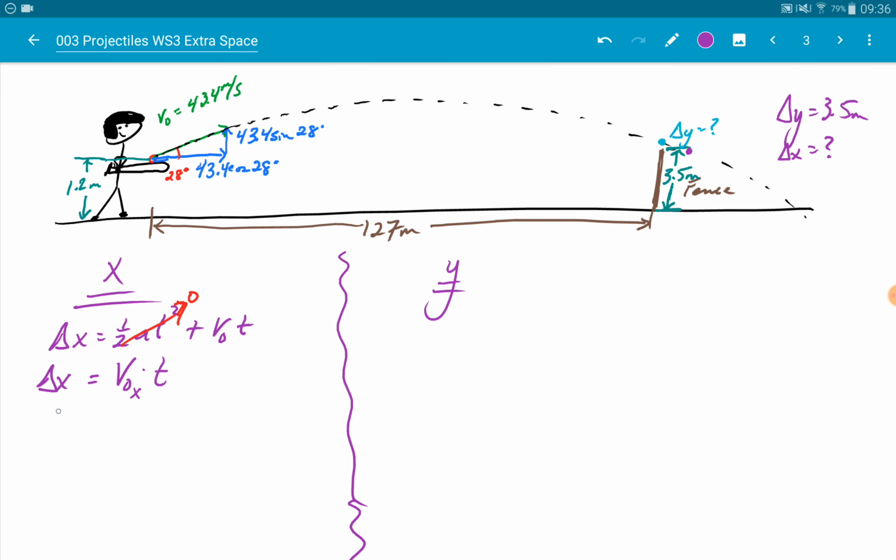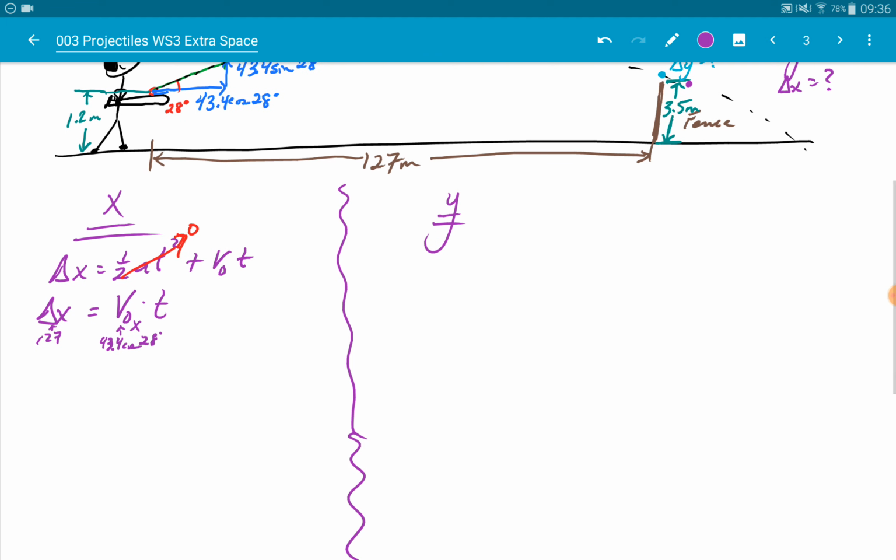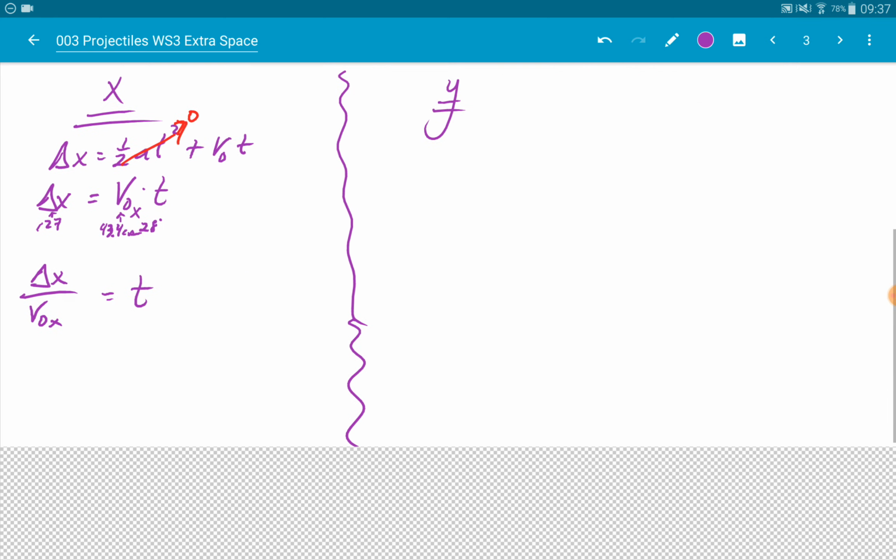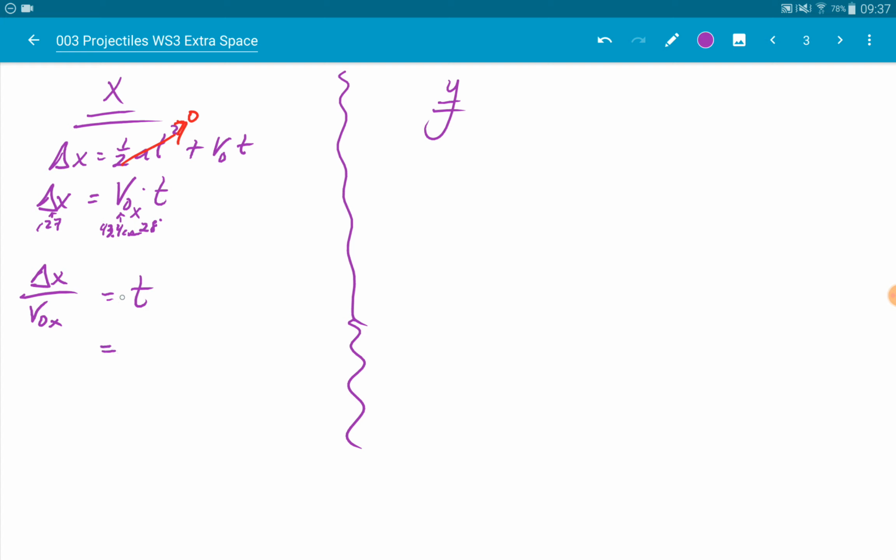Well, I think about this and I go, yeah, this is 127, great. And I know this one is 43.4 cosine of 28 degrees, so I'm making notes to myself. These are mental notes, but I put them down for you. And now I can figure out how long it takes to get there. So we'll solve for time there, and we get delta x over v naught in the x dimension is equal to my time.